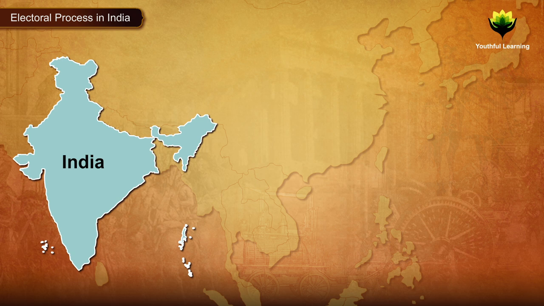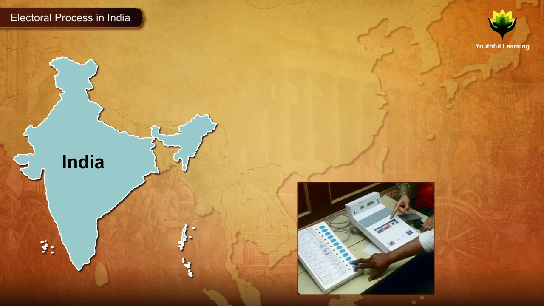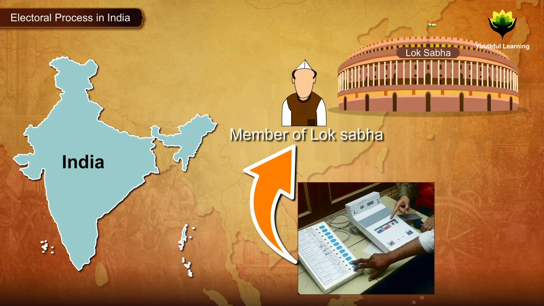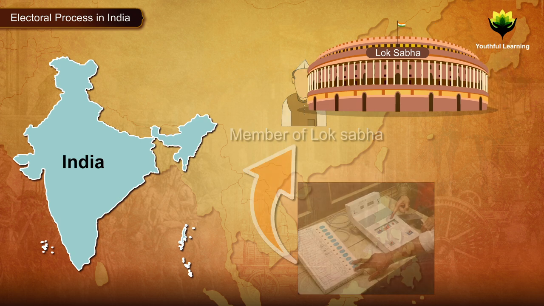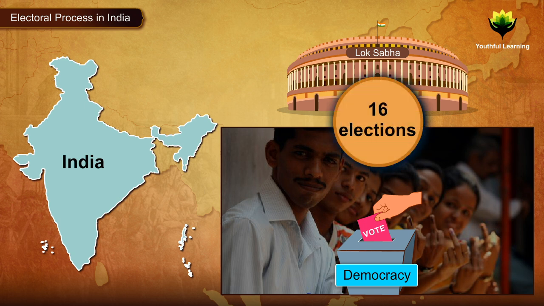Electoral process in India. Indian democracy is a representative democracy. The citizens of India elect members of the Lok Sabha. Elections to the Lok Sabha are held every 5 years. Till date, there have been 16 elections to the Lok Sabha. Let us look at a few facts related to the 15th Lok Sabha election.